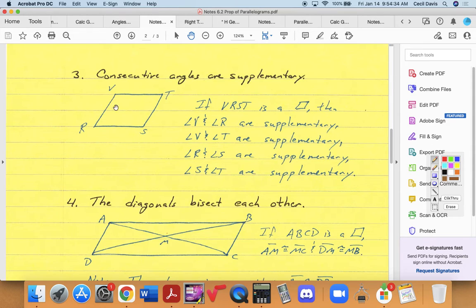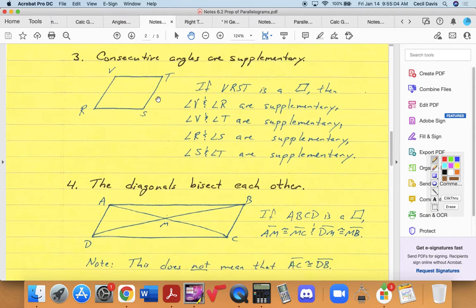So there's lots of pairs of those. V and R will be supplementary. V and T will be supplementary. R and S will be supplementary. And S and T will be supplementary. So you pick out two in a row, they're going to be supplementary. If you pick out ones that are opposite each other, what's going to be true about like angle T and angle R? They're going to be congruent if this is a parallelogram.